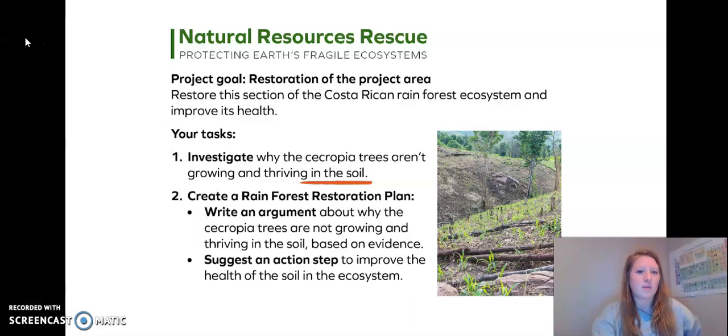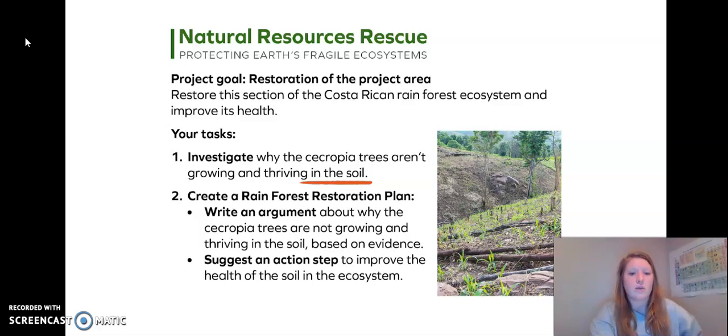Remember this document that Natural Resources Rescue sent us? Let's take a look at it again. Our project goal is the restoration of the project area, to restore this section of the Costa Rican rainforest ecosystem and improve its health. Your tasks are 1, to investigate why the Cecropia trees aren't growing and thriving in the soil. And let's focus on the part where it says the soil.